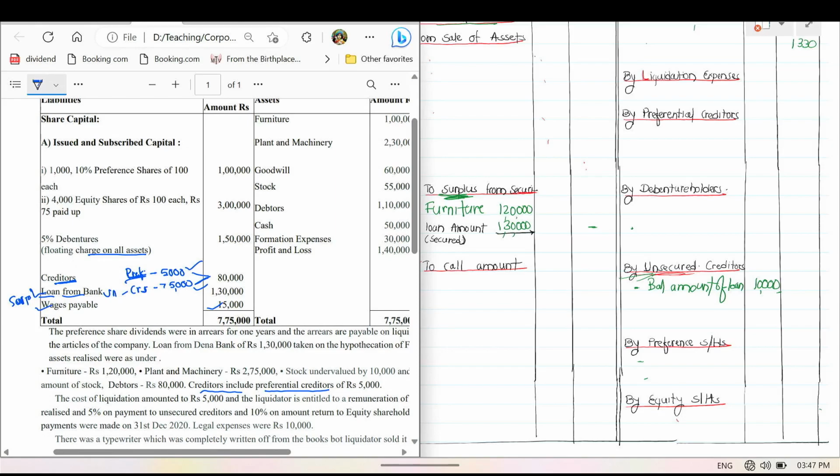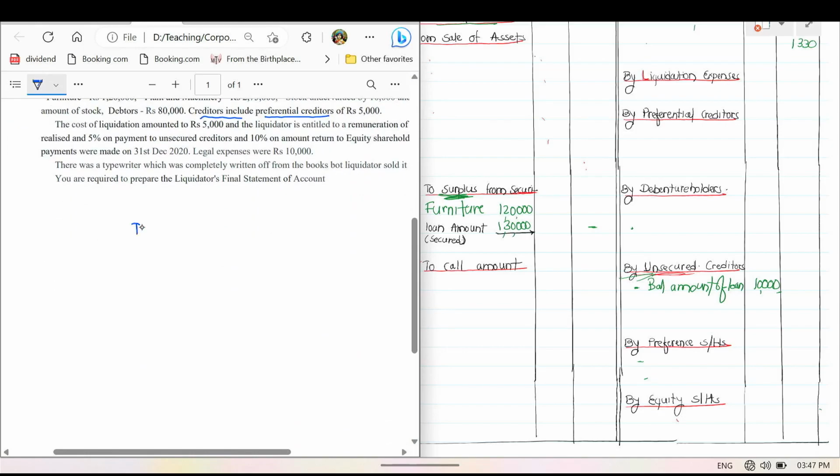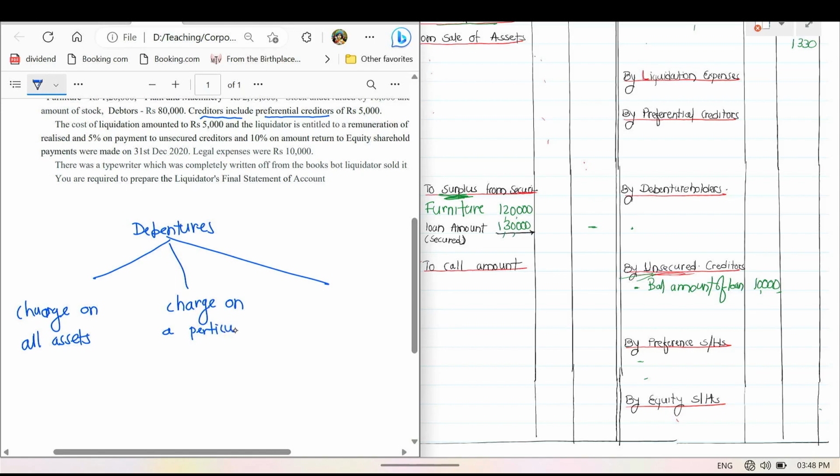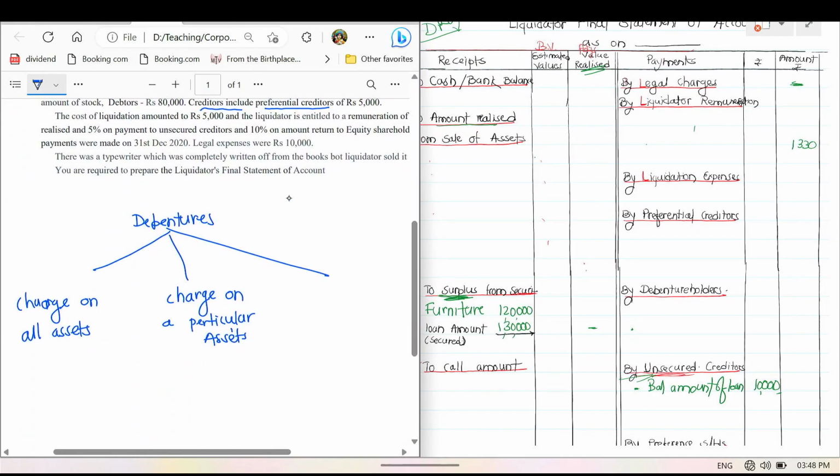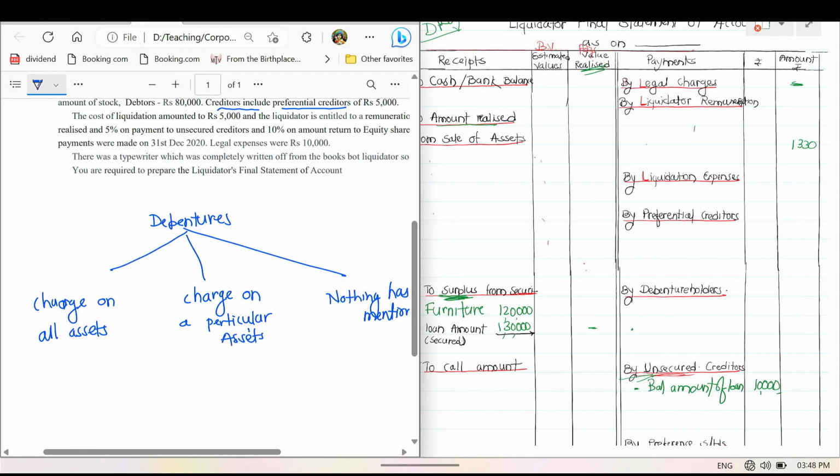If nothing has been mentioned about the debentures, then we will make three cases of debentures. Debentures: first we will say charge on all assets. Then the second case, charge on a particular asset. And then after that, the third case, nothing has been mentioned about the charge, just debentures given. Okay.